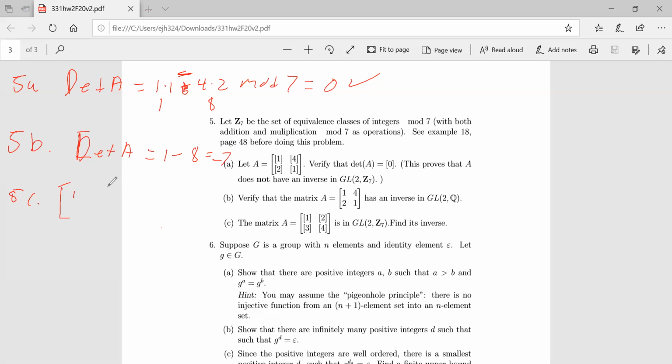So we have 1, 2, 3, 4. It's actually not asking; it's telling us that this is in the group, but it's good to check it. So the determinant of this is going to be equal to 1 times 4 minus 2 times 3. So that's 4 minus 6, which is -2, which is equal to 5 mod 7, right? Cool.